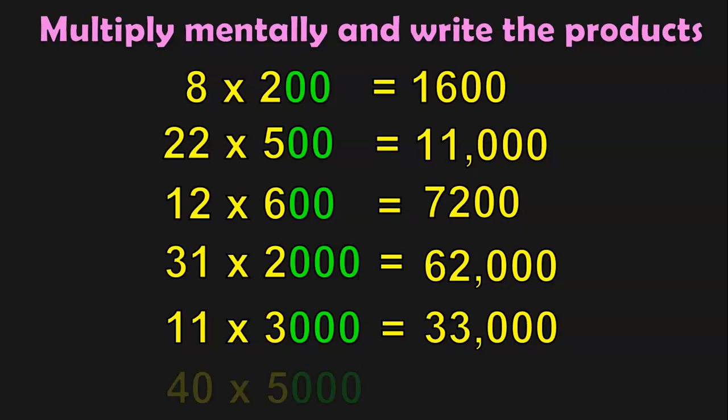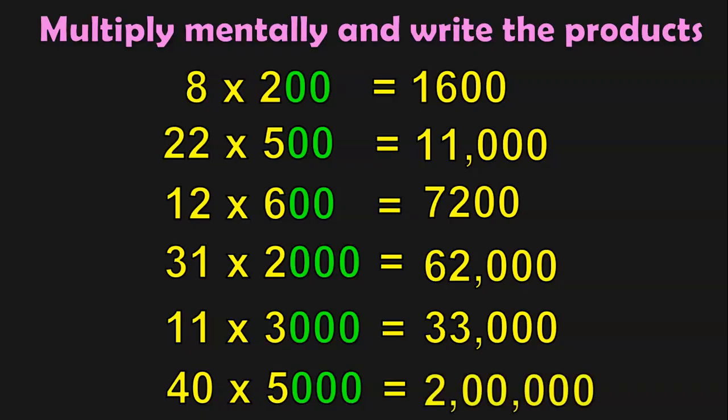40 into 5000. What do you do? 40 into 5. 40 into 5 is 200. Now we have to multiply by 5,000. So follow it by 3 zeros and you get the answer to be 2 lakhs.